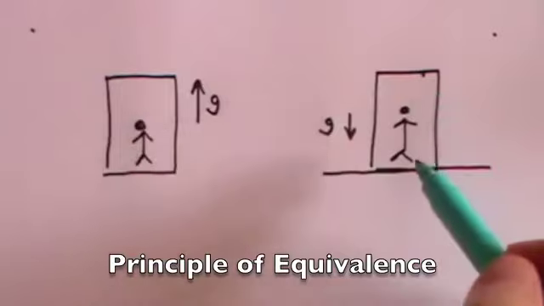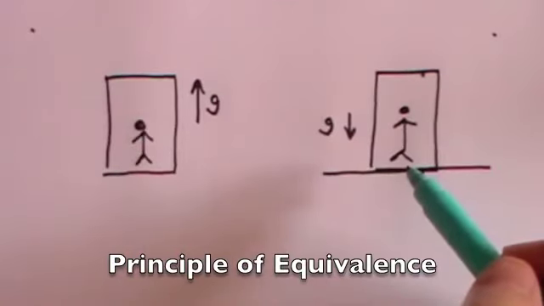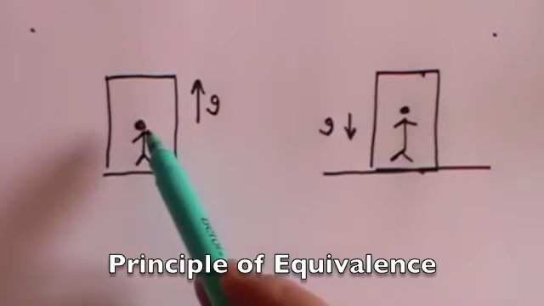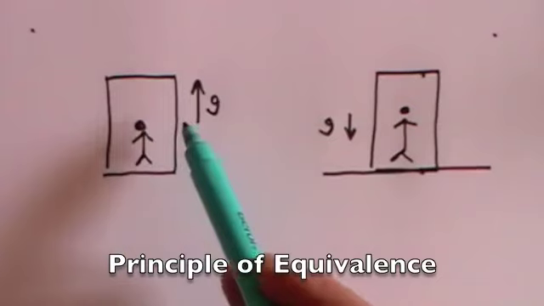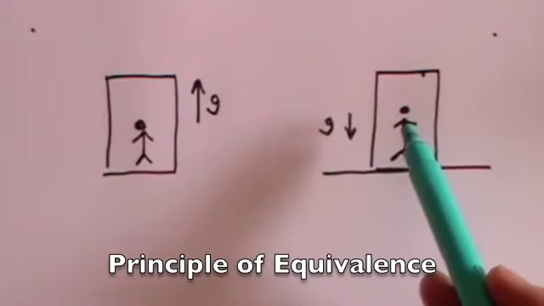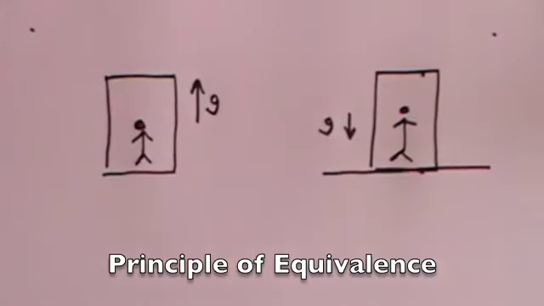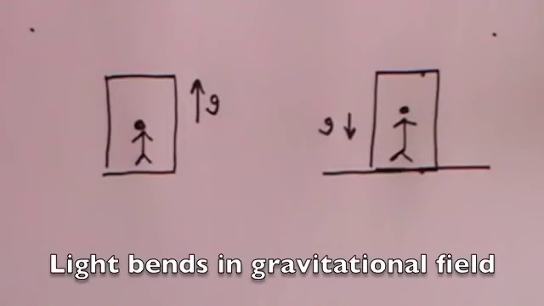That difference is called the tidal force. But apart from that, Einstein said that that was a principle of equivalence. You can't tell the difference whether you are accelerating at g or subject to a gravitational force, which is represented by the acceleration g. The second principle is that light bends in a gravitational field.